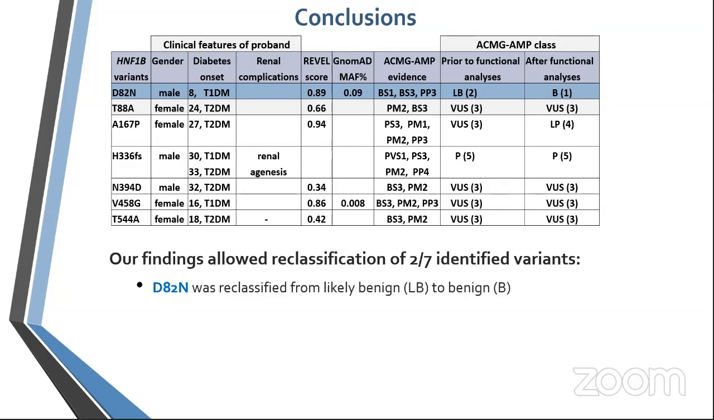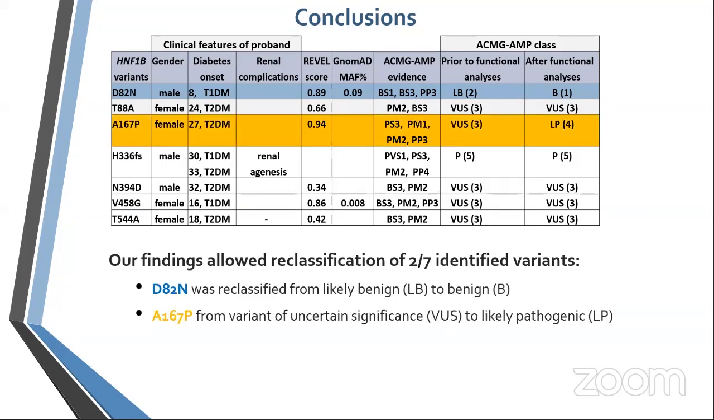Firstly, the D82N variant. In this case, both functional evidence and the allelic frequency data from gnomAD supported the benign evidence of the D82N variant, and thus it allowed us to reclassify this variant from likely benign to benign. Secondly, the A167P variant has been reclassified from uncertain significance to likely pathogenic, as the variant demonstrated severely reduced functional defects in our studies.